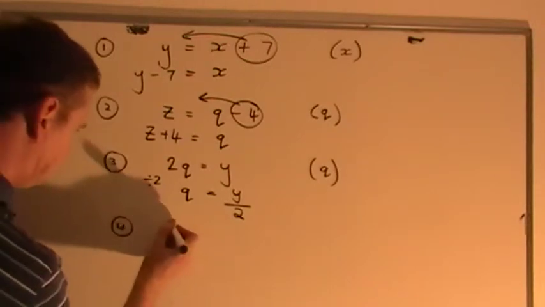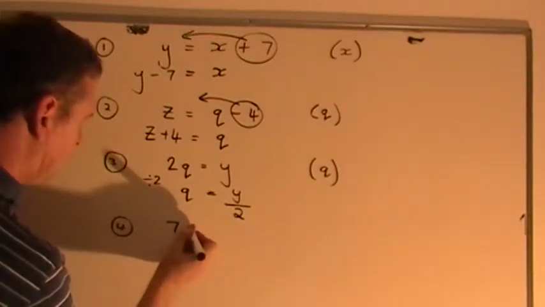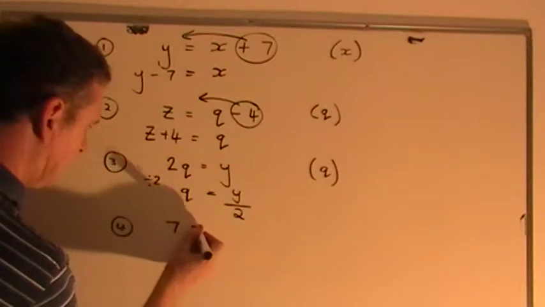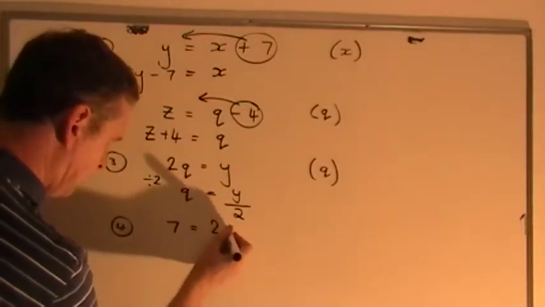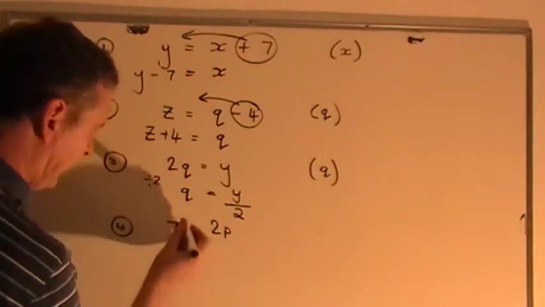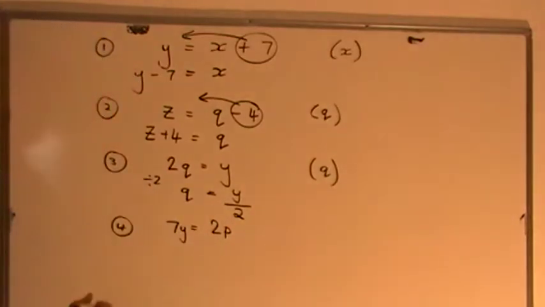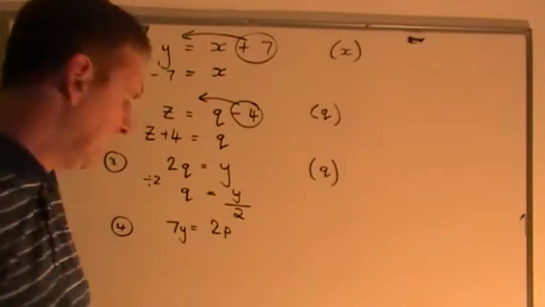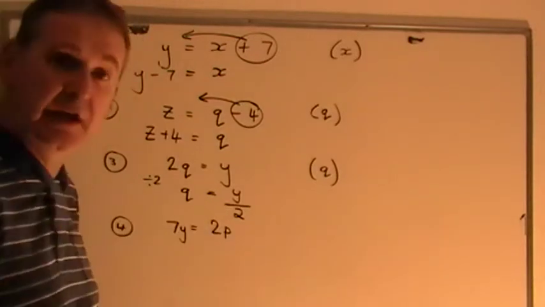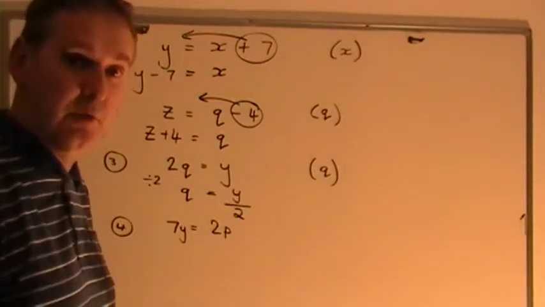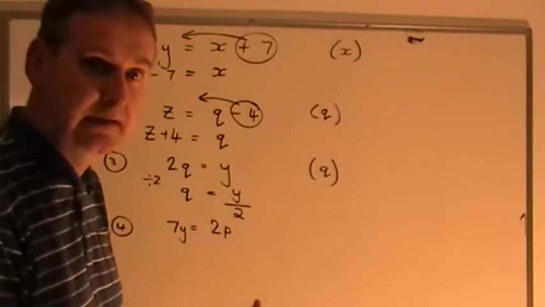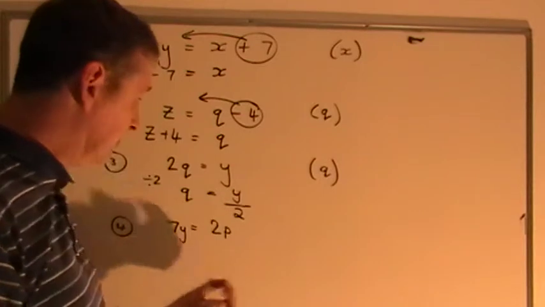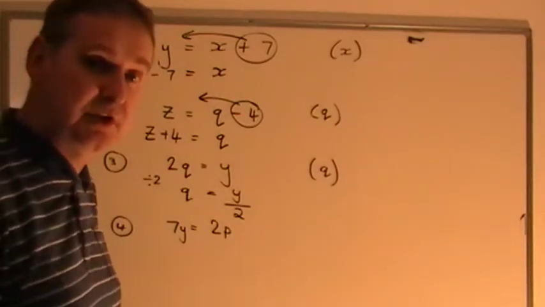Number 4. How about 7y is equal to 2p. Now at the moment here you can see 7y equals 2p. There isn't a letter just on its own. We don't have y equals, and we don't have something equals just p. We've got 7y equals 2p, so at the moment there isn't a subject.